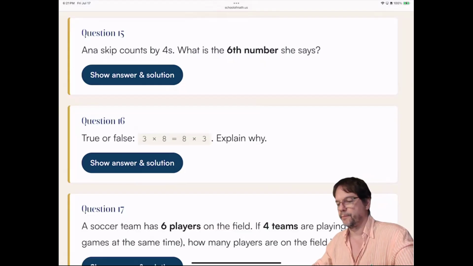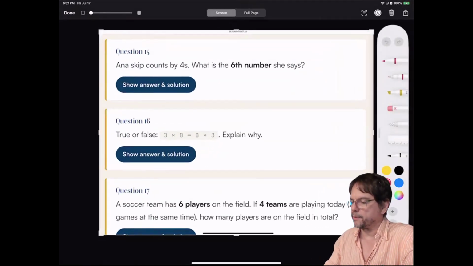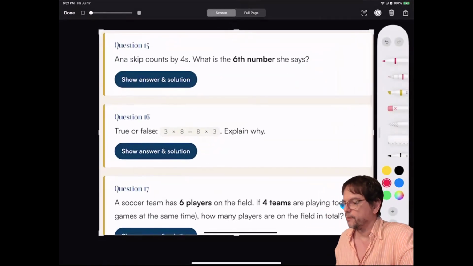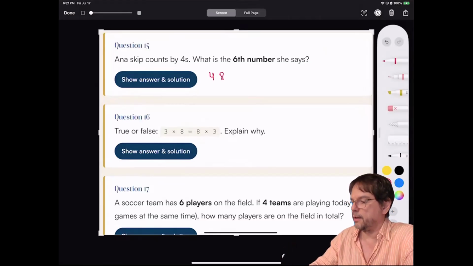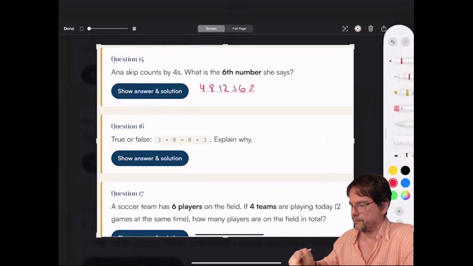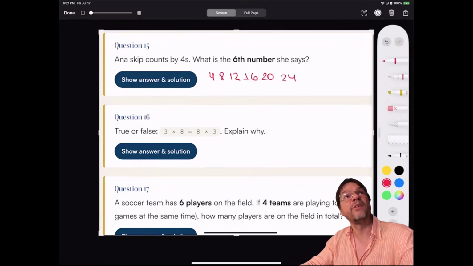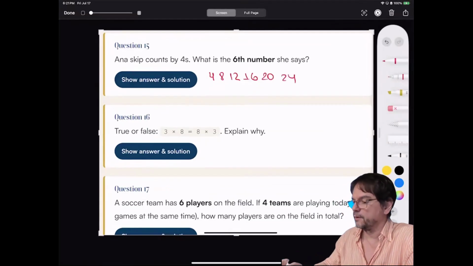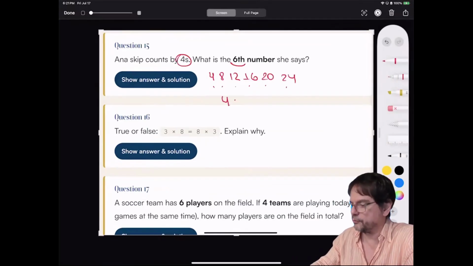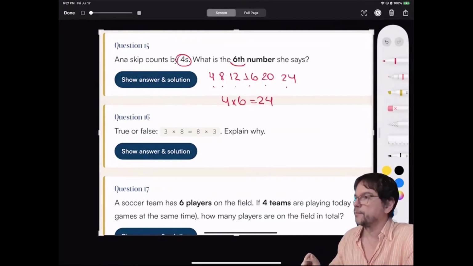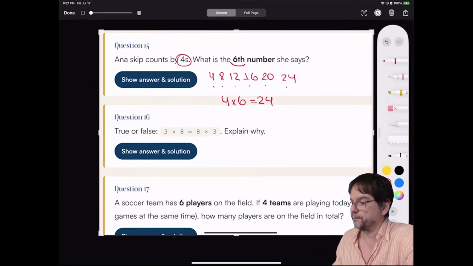24, let's see. Anna skip counts by fours. What is the sixth number she says? So you listed 4, 8, 12, 16, 20, 24. Okay? 1, 2, 3, 4, 5, 6. Or it's 4 times 6. Do you agree with me? Okay?